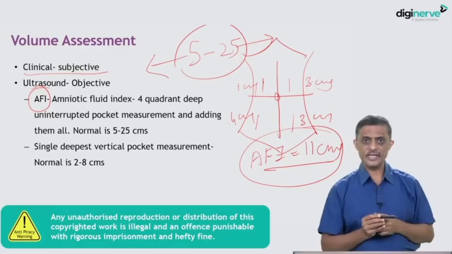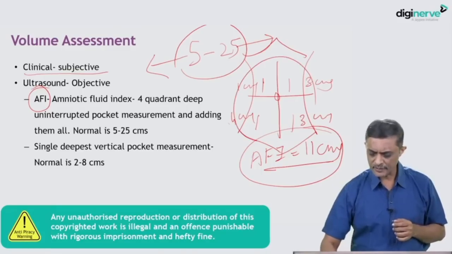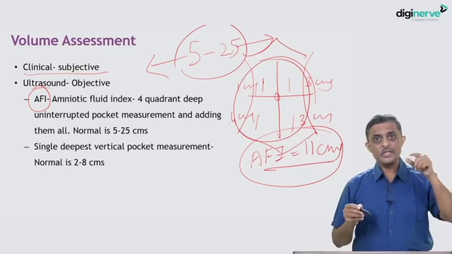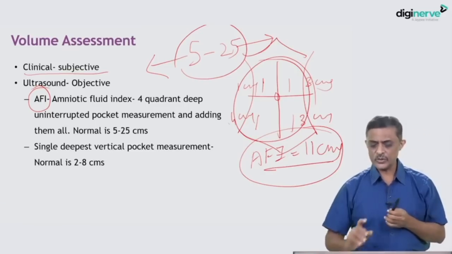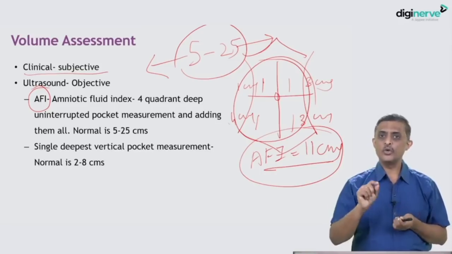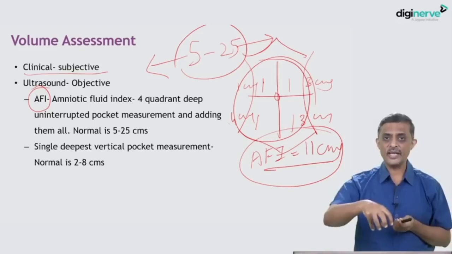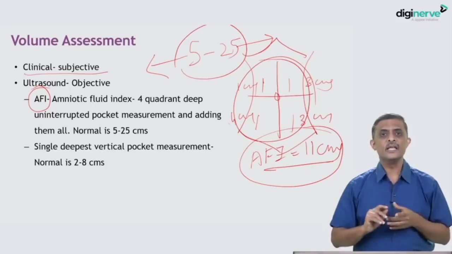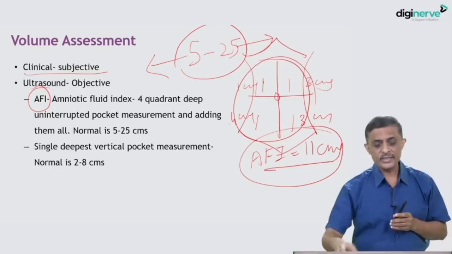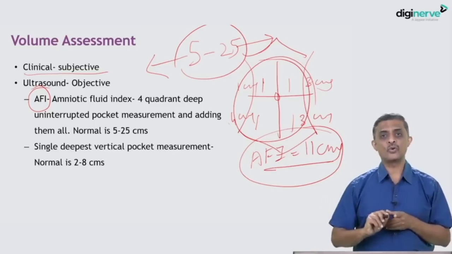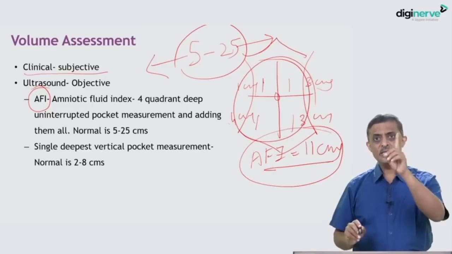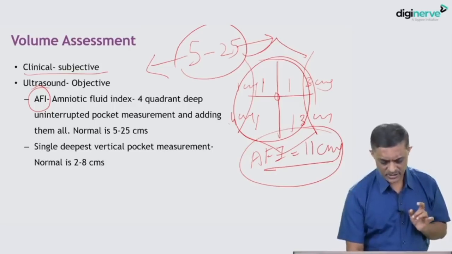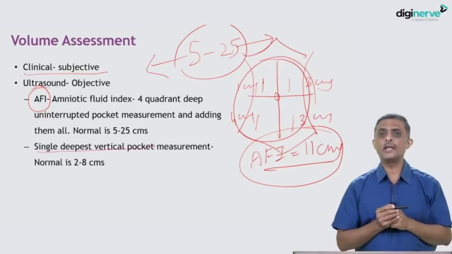The other measurement that is taken is you scan the whole of the abdomen. At some point where you feel this is the deepest pocket, you just measure that single pocket. Many a times, when you are measuring at different quadrants, you may not really get hold of a pocket which is free from umbilical cord, free from the baby's hand, or free from other fetal parts. It may be very difficult to identify that kind of space in all the 4 quadrants. So you can just look for one single pocket which is probably the deepest of all. So take that pocket and measure. It is called single deepest vertical pocket measurement.